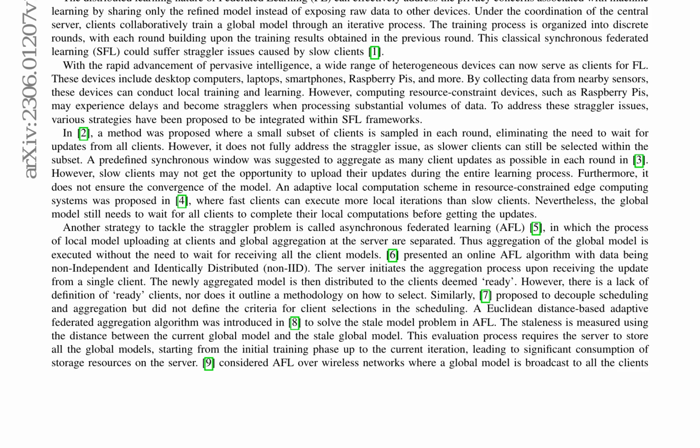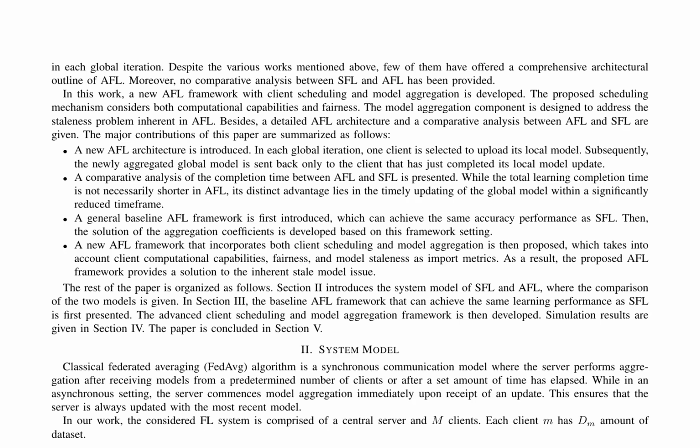The paper proposes a new AFL framework with client scheduling and model aggregation, which considers both computational capabilities and fairness. The framework aims to address the staleness problem by selecting one client to upload its local model in each global iteration and then sending the newly aggregated global model back to the client that just completed its local model update.